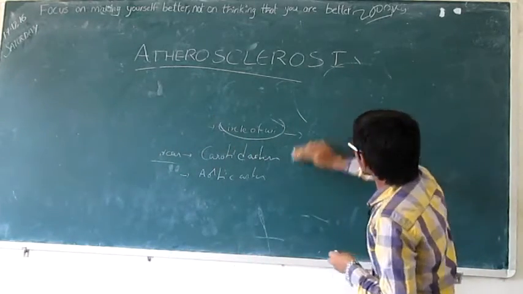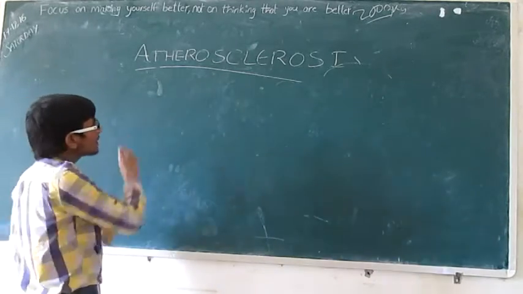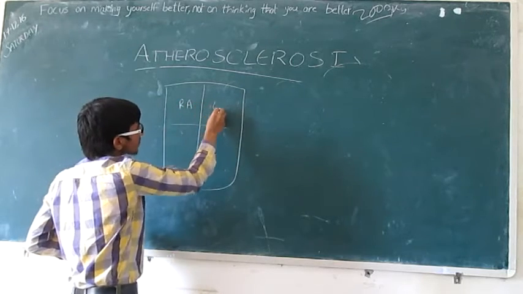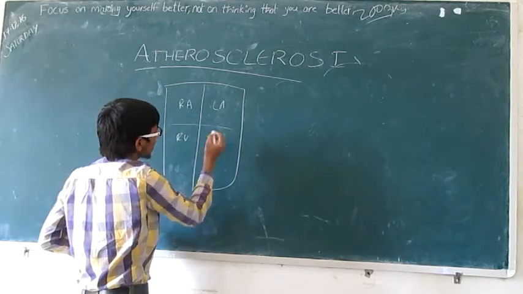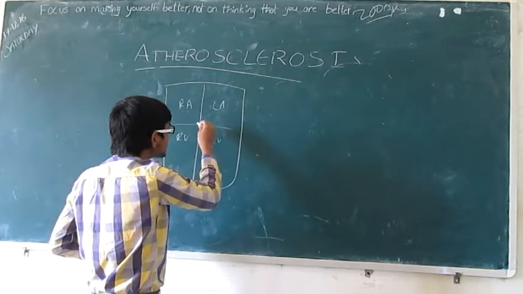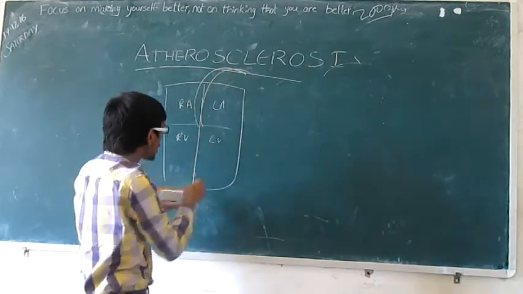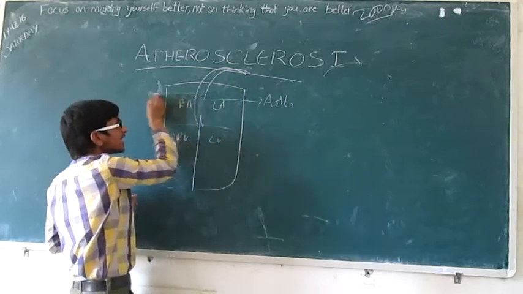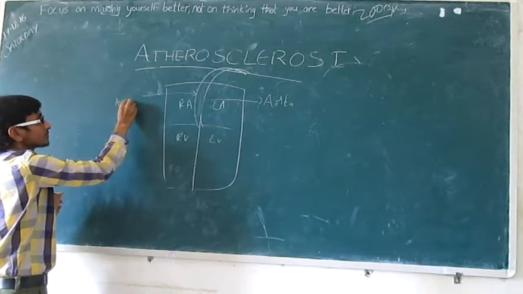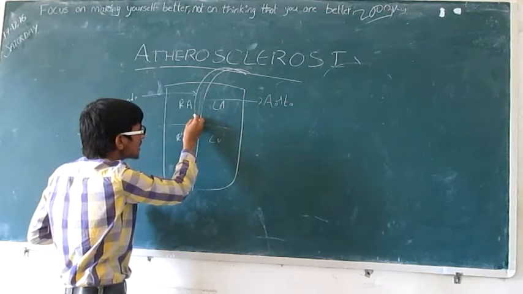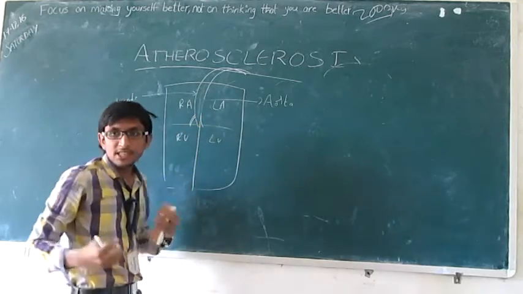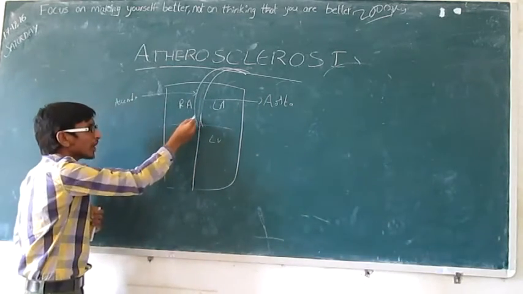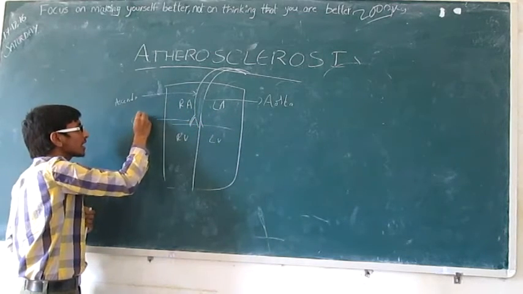First of all, I will take my heart outside and place it here. Consider this is my heart. This is the right atrium, this is the left atrium, and the right ventricle and left ventricle. From this left ventricle, a very special artery comes out, which we call the aorta. This is the ascending aorta. From the ascending aorta, a very special branch comes out, and we call this branch your coronary arteries.